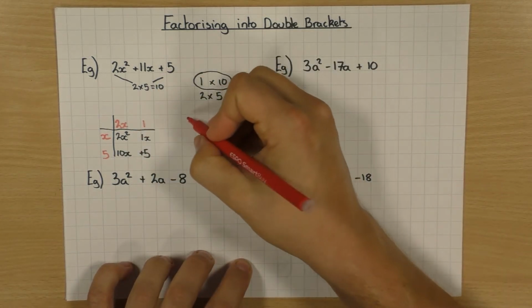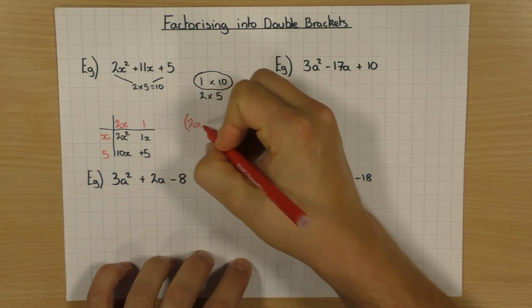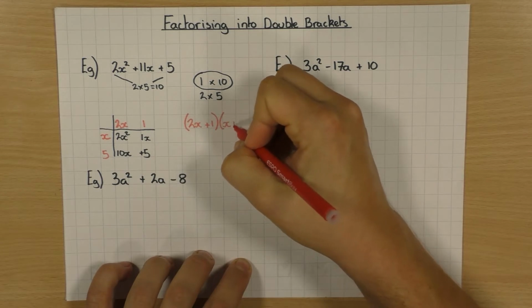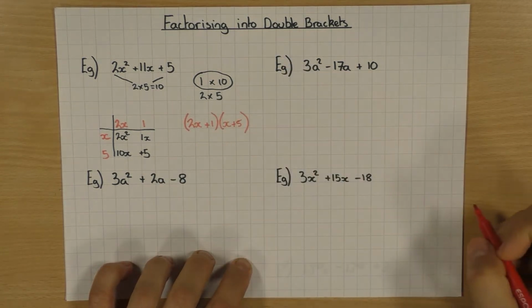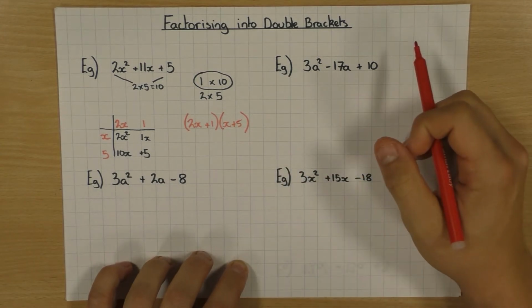And that's your answer. So I'm going to rewrite that just here. 2x plus 1, and obviously then the x plus 5, like that. Okay? And again, you can always check these by expanding them back out to make sure you've done it correctly.